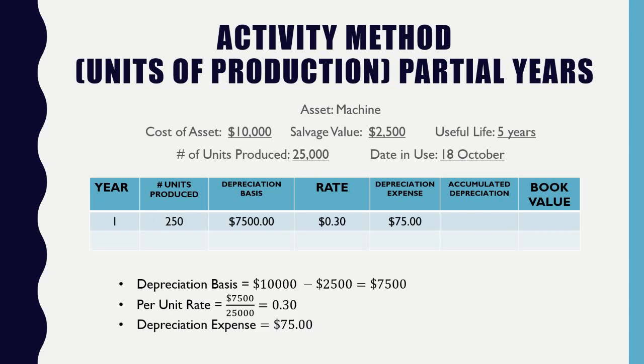$75. So again, plugging in those numbers, I determined that the depreciation basis is going to be my 10,000 minus my salvage value, which should give me 7,500. Now the per unit rate is going to be my 7,500 divided by my total number of units I can produce, which in this case is 25,000, bringing my rate to 30 cents per unit. Because I only produced 250 units, I get a total of 75.